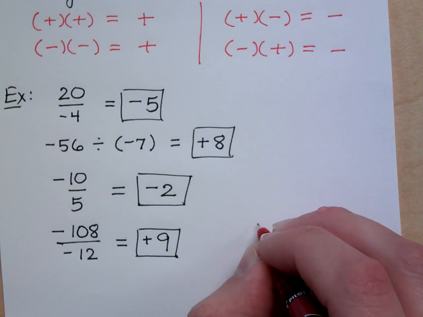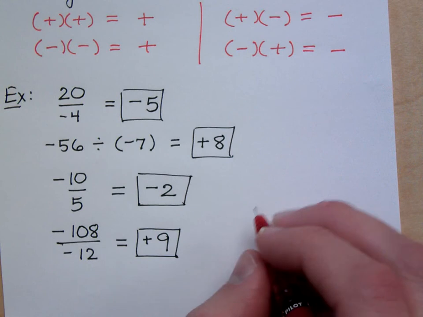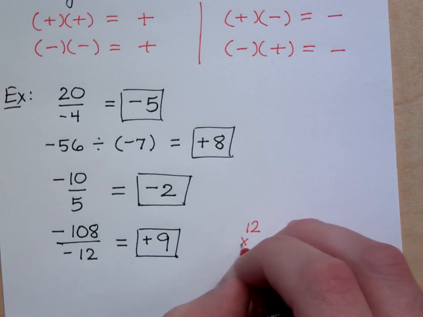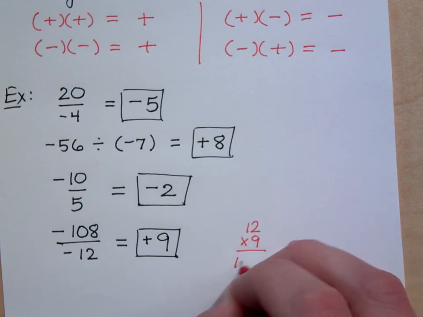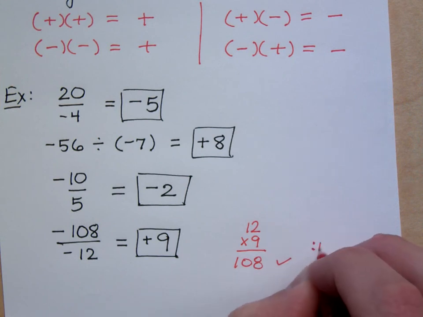Not calculator. Are you kidding? Did you say calculator? You know this is being recorded, right? You can multiply the divisor times the quotient to get the dividend. So 12 times 9 better give you 108. And it does. So now we can all be happy, right?